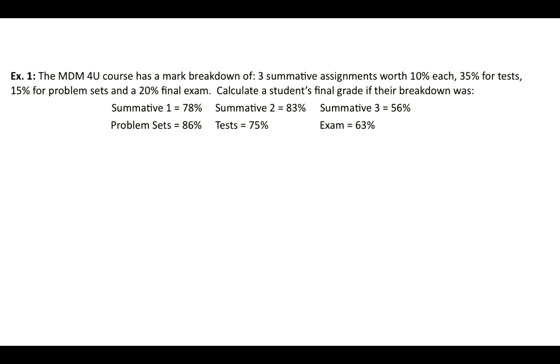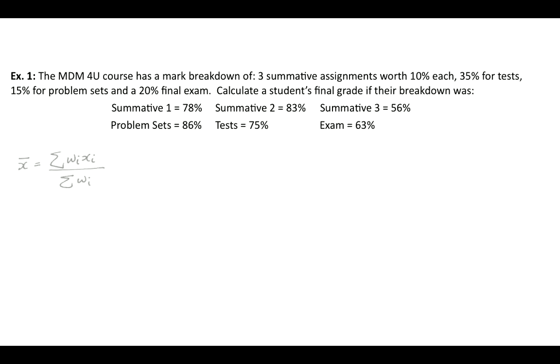So let's figure out how we're going to do this. We don't want to just add these 6 values and divide by 6. That would give them each equal weighting, and the exam is worth more. The tests score is worth a lot. It's supposed to count for 35%.